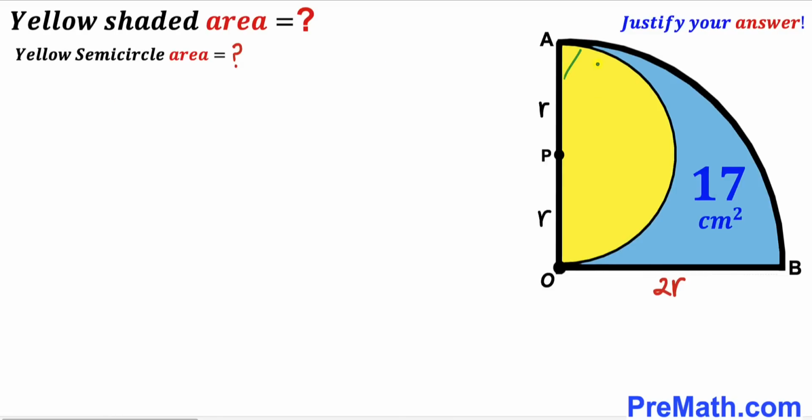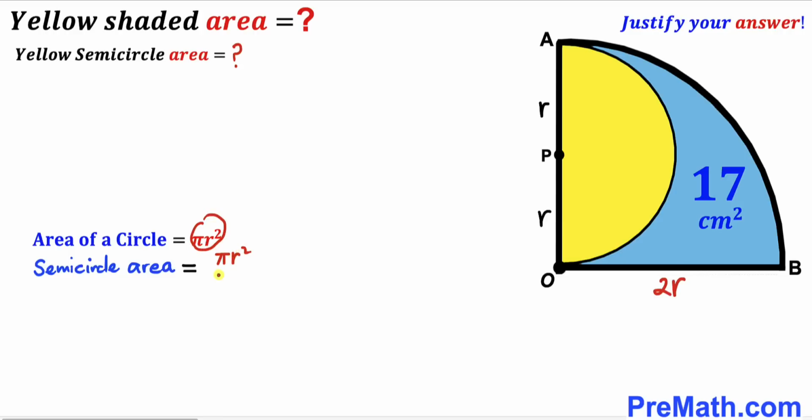And now let's focus on this yellow shaded semicircle. Let's recall the area of a circle formula. Area is always equal to pi times r squared, where r is the radius. Since we are dealing with the semicircle, the semicircle area is going to be pi r squared divided by 2. So the yellow semicircle area is pi r squared divided by 2, since the radius of this semicircle is lowercase r.